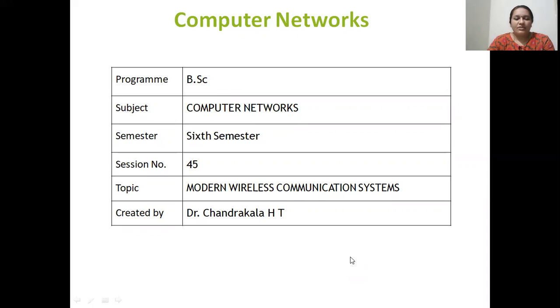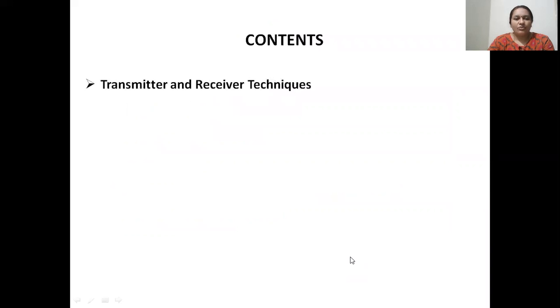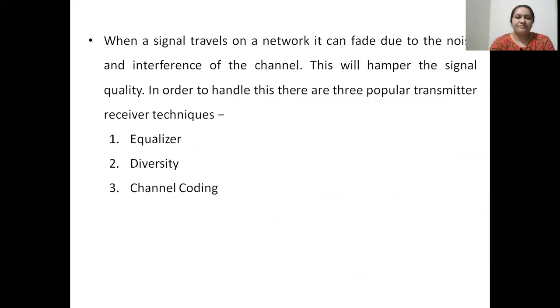In this video under the topic Modern Wireless Communication Systems, I'll be teaching you the different transmitter and receiver techniques used in the mobile communication networks. Whenever a signal travels on a network, it has all chances of fading due to the noise and interference characteristics of the channel. So this fading will hamper the signal quality.